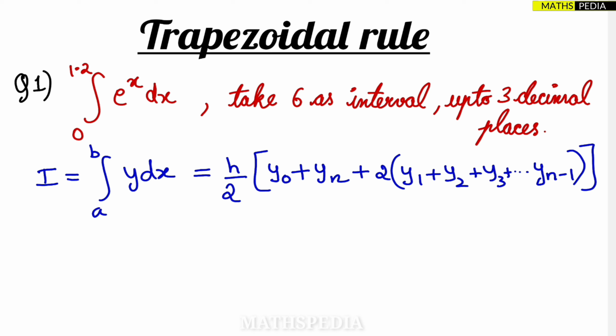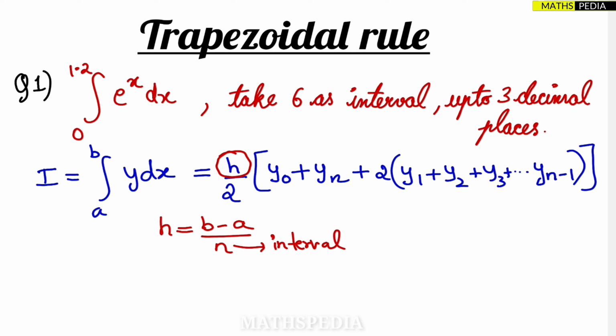Now you will ask me where the interval is. Here the h value is the unknown. So how do we find the h value? The h value is nothing but (b minus a) by n. N is the number of intervals, which will be given in the question.